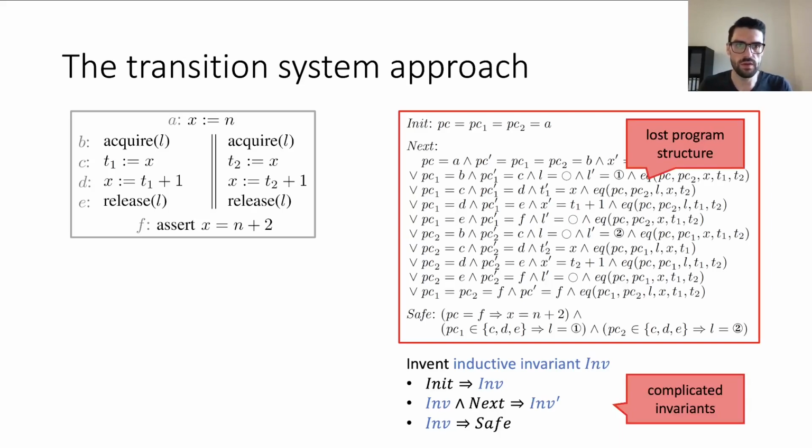One is that by going to the transition relation, we lose a lot of structure from the program, and forcing the programmer to think in terms of the transition relation hinders productivity. And second, the inductive invariant over the transition relation is likely to be complicated because it needs to do a lot of case distinction when reasoning about the low-level encoding.